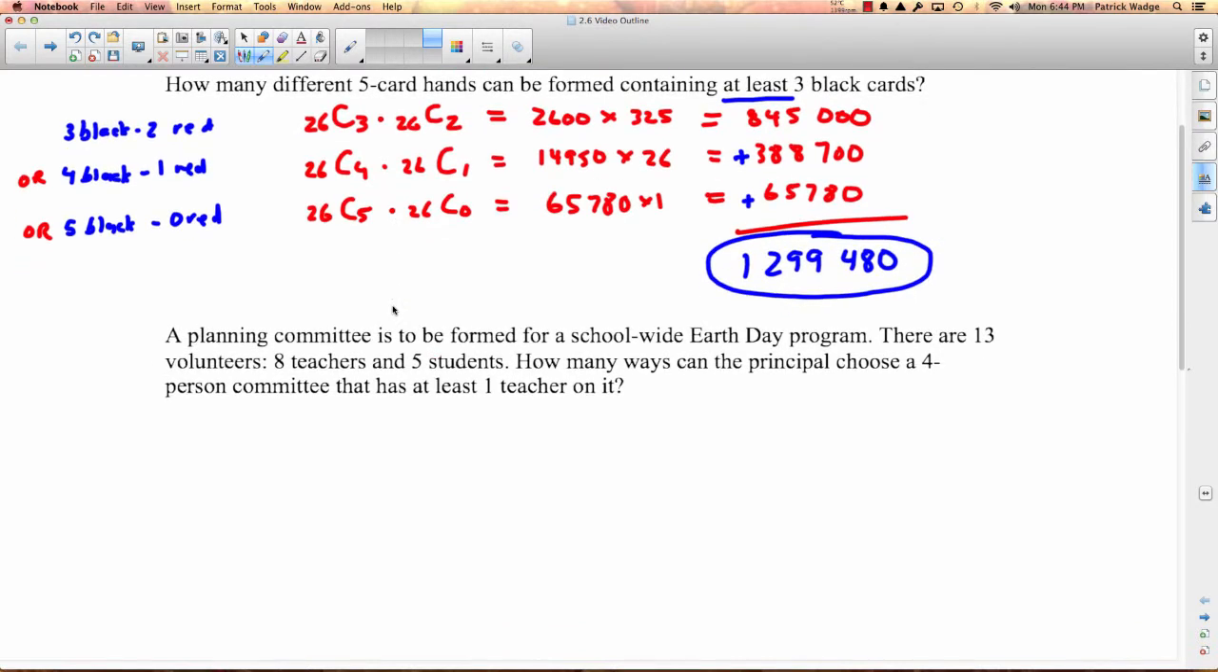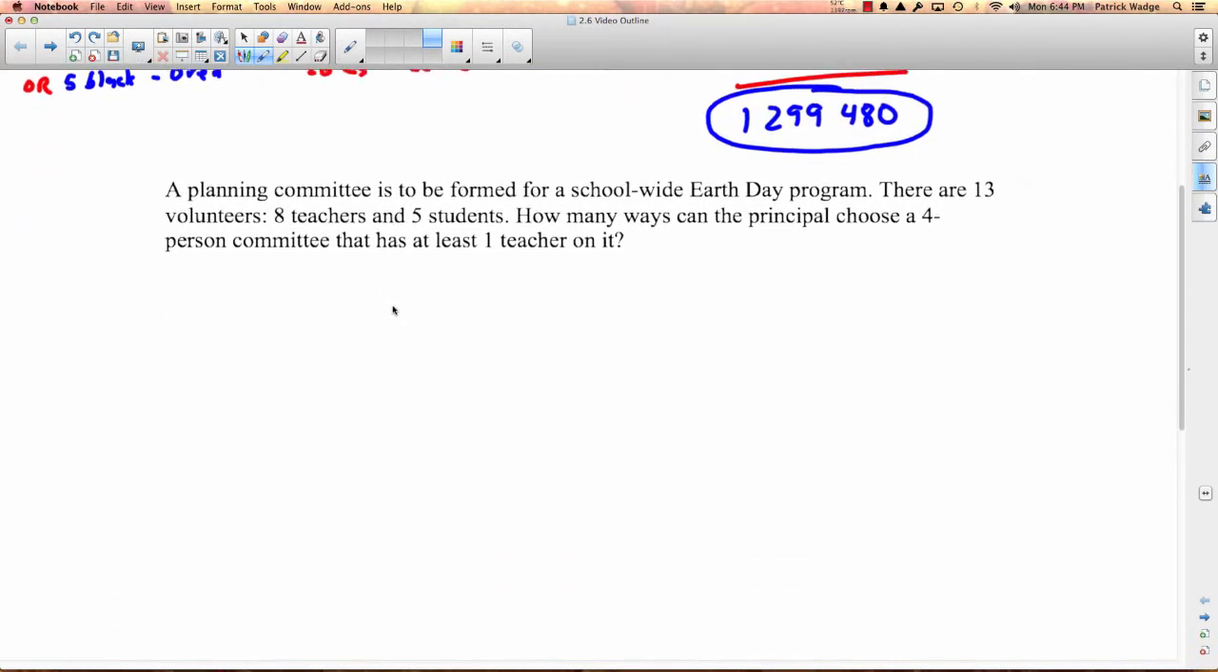Okay, wow. Next one. A planning committee is to be formed for a school-wide Earth Day program. There are 13 volunteers, 8 teachers and 5 students. How many ways can the principal choose a 4-person committee that has at least 1 teacher on it?